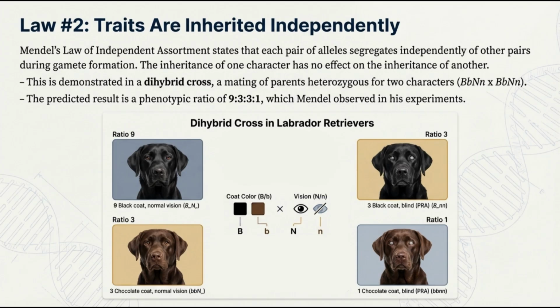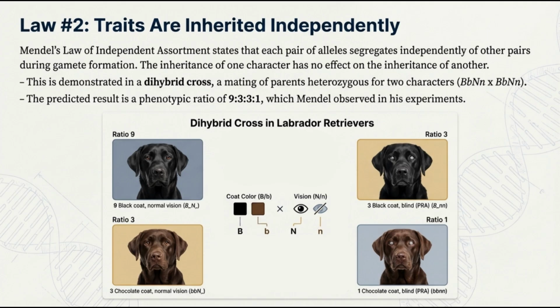The takeaway? You get the hallmark 9:3:3:1 phenotypic ratio. The classic. 9 out of 16 will show both dominant traits, so black with normal vision. 3 will have the first dominant and second recessive, black and blind. 3 will have the reverse, chocolate and normal, and just 1 will have both recessive traits, chocolate and blind.